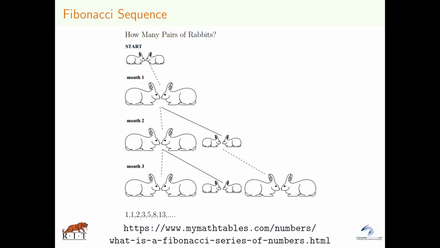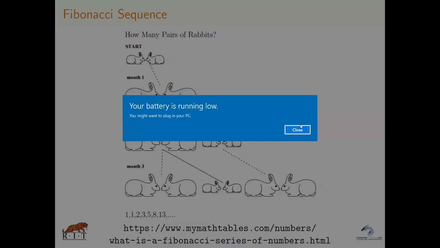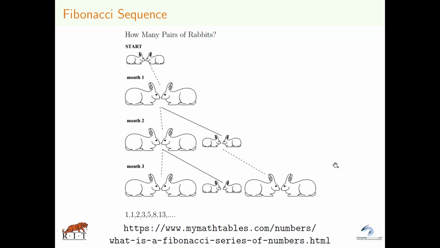And if we continue this process, you can observe that every time we will have the same amount of couples of rabbits as in the previous month, plus new couples from the month before that.